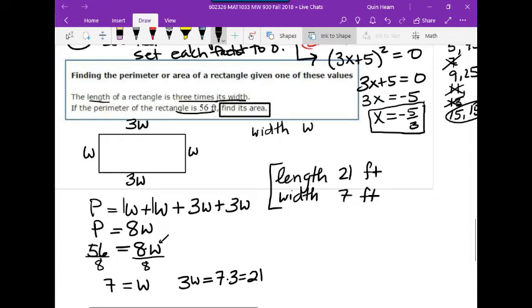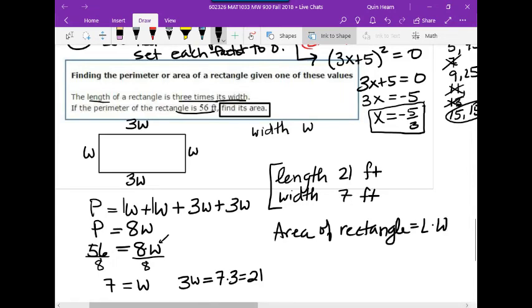So how do we find area? The area of a rectangle is just the length times the width. So if we have the length and the width, we're going to multiply those together. So in this case, we have the length of 21 feet times the width of 7 feet.